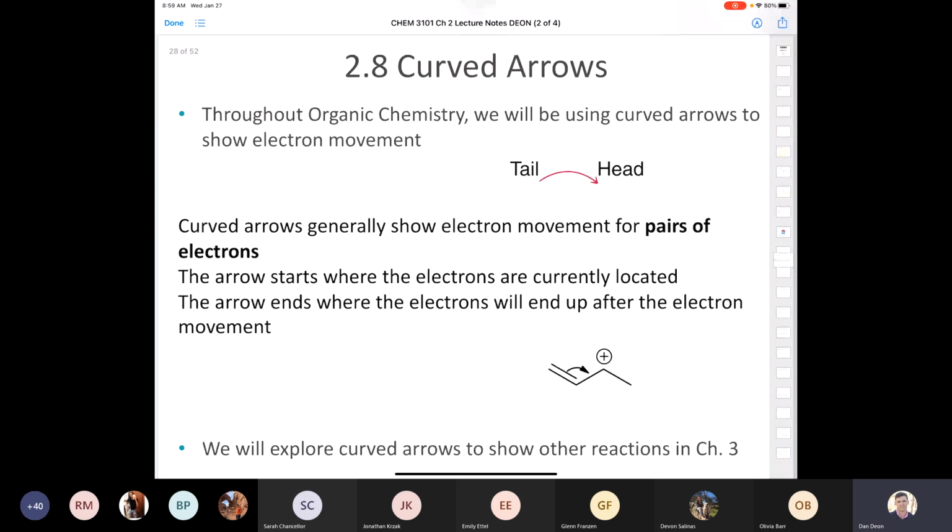The curved arrows are just as important as bond line structures were. I told you it's imperative that you understand bond line structures. Okay, you've got to know bond line structures, but curved arrows are just as important. They're going to be used constantly in organic chemistry. It even says here we're going to explore how curved arrows show reactions in chapter 3, but right now we're going to look at curved arrows to help us understand resonance even more.